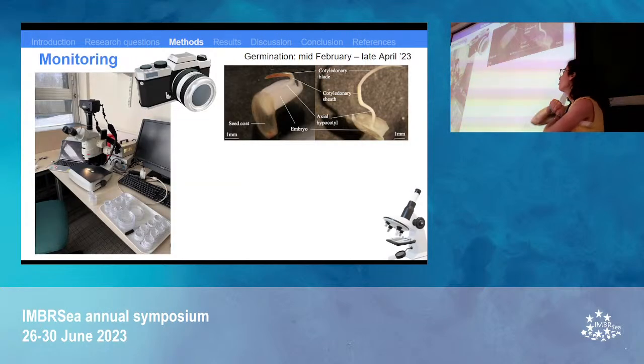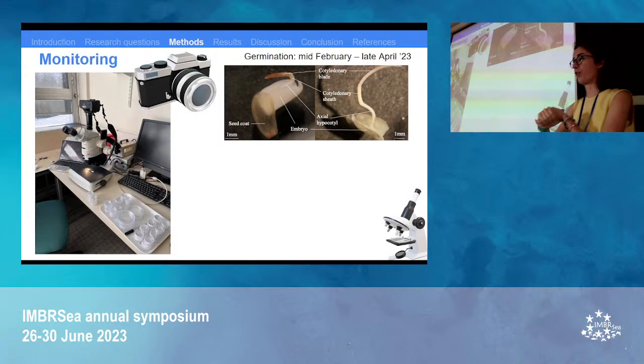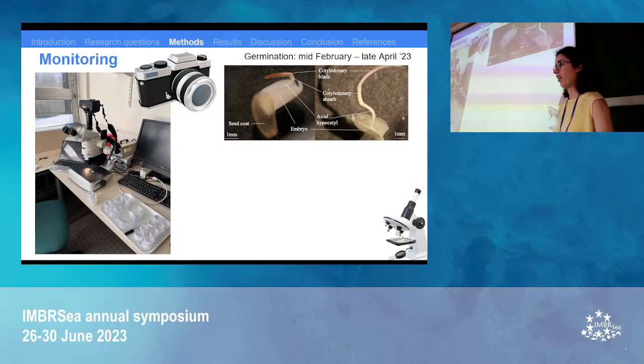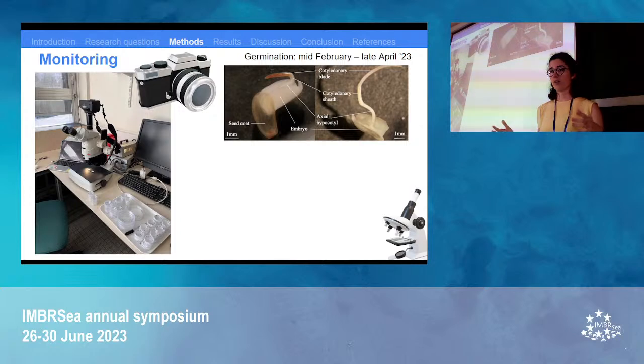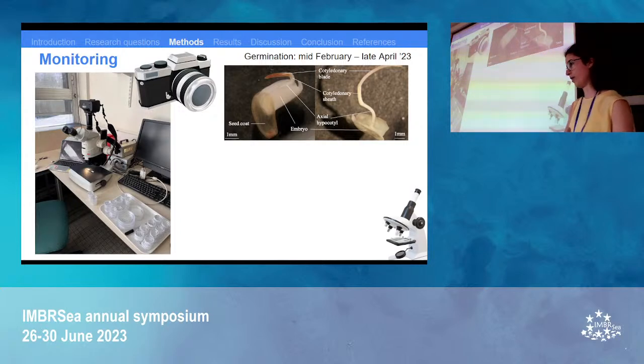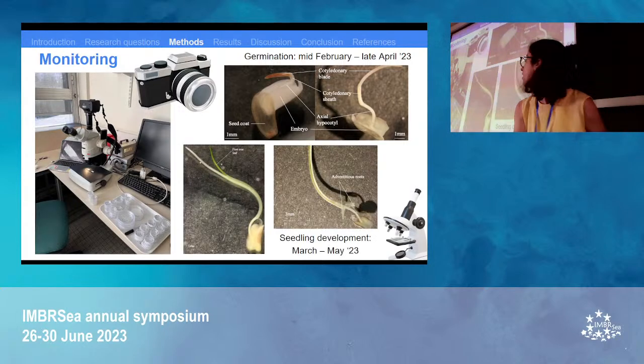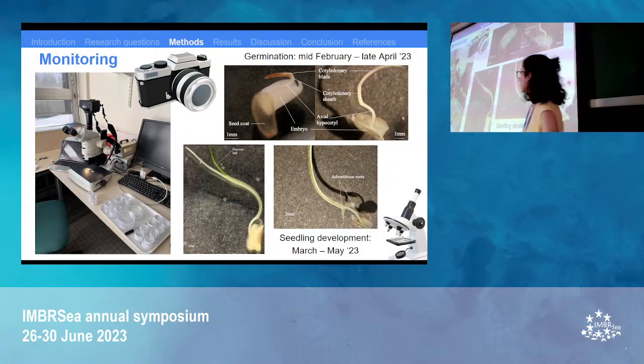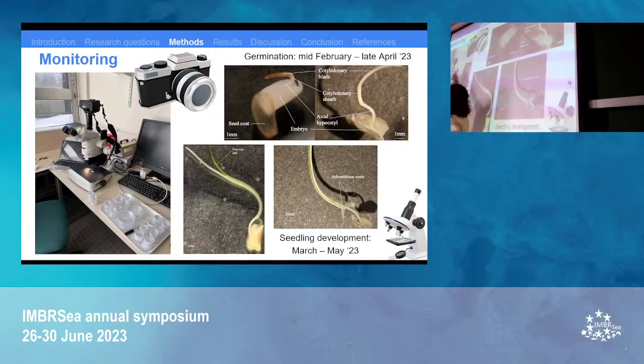So going on to the monitoring, the seeds were monitored for over 2 months, and we monitored, of course, first seed germination. We obtained binary data for that, so every couple of days we would go to the experimental setup, look at all the seeds, and determine whether they had germinated or not. Then, secondly, seedling development. I did take photos, as you can see here. There's a camera mounted on the microscope, so that was my setup.